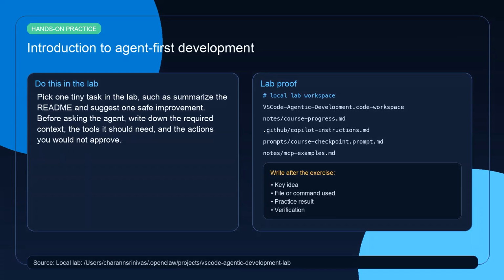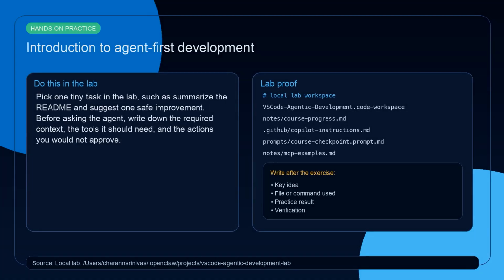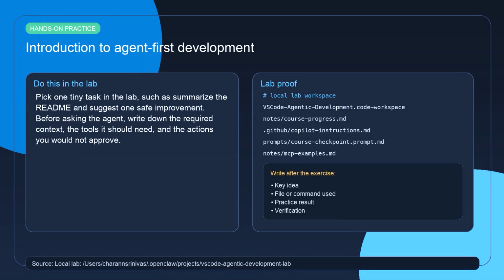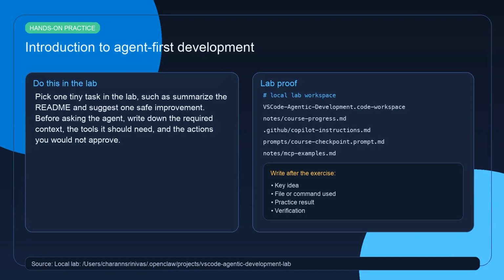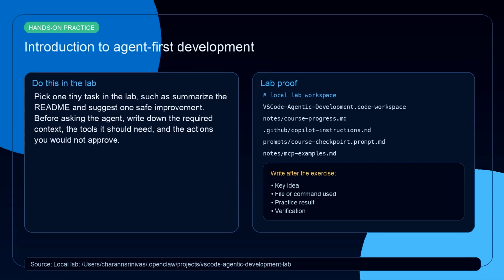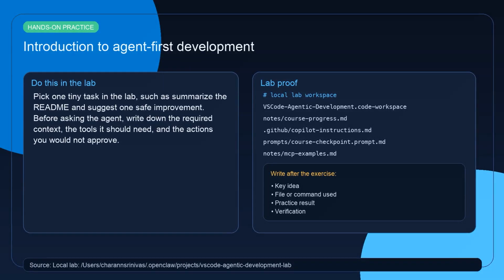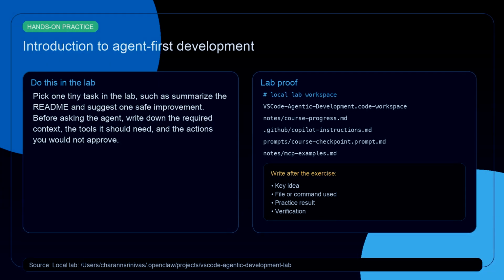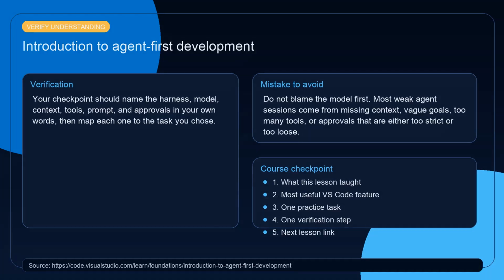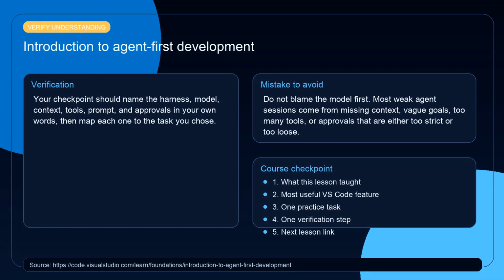Now make it practical. Pick one tiny task in the lab, such as summarize the README and suggest one safe improvement. Before asking the agent, write down the required context, the tools it should need, and the actions you would not approve. Your verification step is this. Your checkpoint should name the harness, model, context, tools, prompt, and approvals in your own words, then map each one to the task you chose.